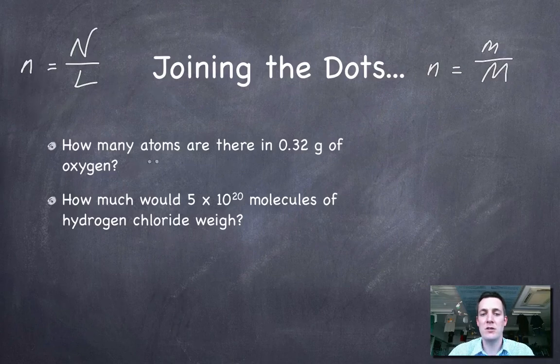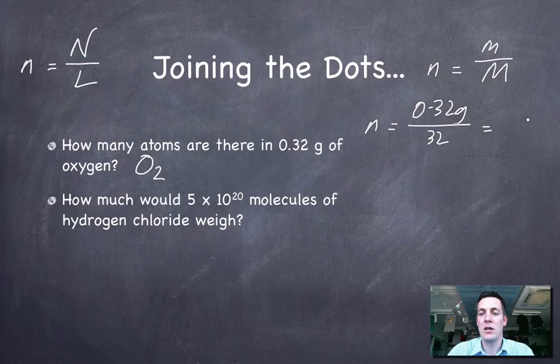So in other words, if first of all I can figure out what 0.32 grams of oxygen is in moles, the number of moles is equal to 0.32 grams divided by the molar mass of oxygen, which remember is O2, so that's going to be 32. That equals 0.01 moles. So I've got 0.01 moles of oxygen molecules, I've got twice that number of oxygen atoms, so therefore I've got 0.02 moles of oxygen atoms.